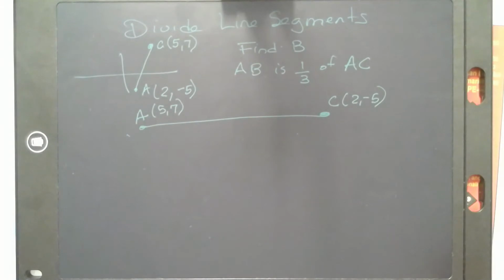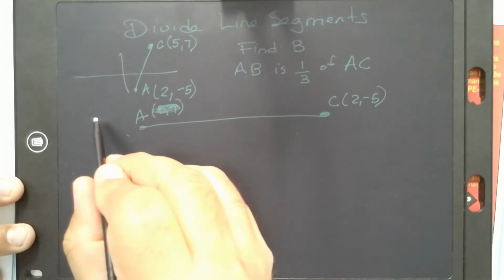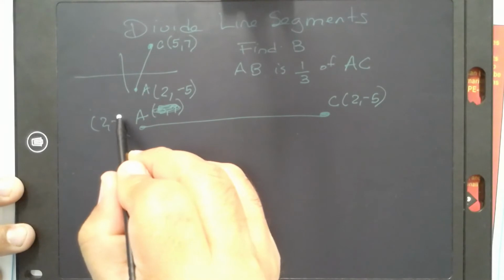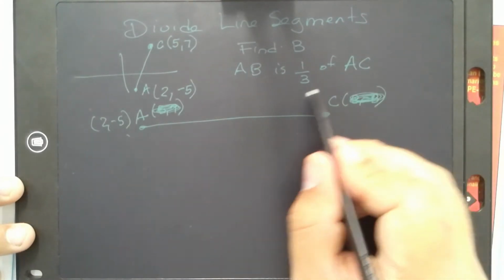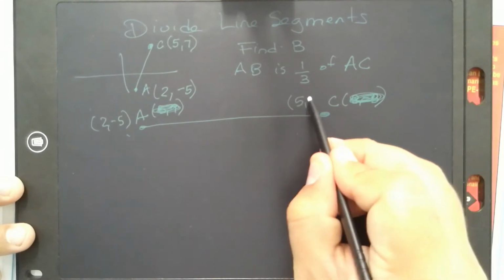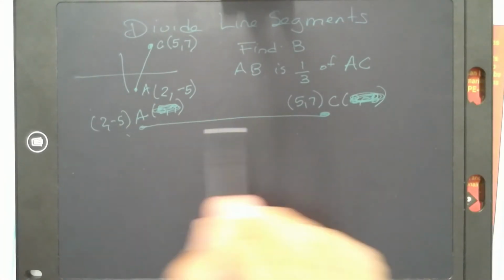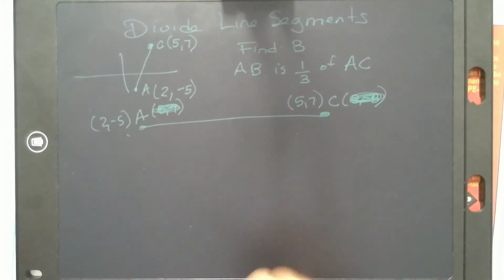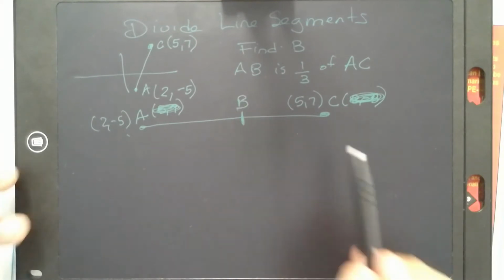I'm sorry? It's the other way around. A is 2, -5, and then C is... Yeah, you're right, I'm sorry. A is 2 comma -5, and C is 5 comma 7. Thank you for correcting me. So we're trying to find a point somewhere around here. I'm going to give the point, it doesn't matter where on the line. Let's call this B.